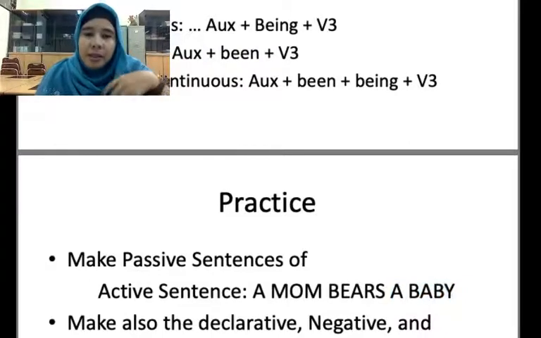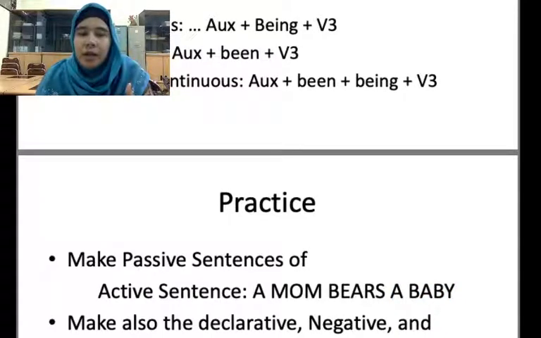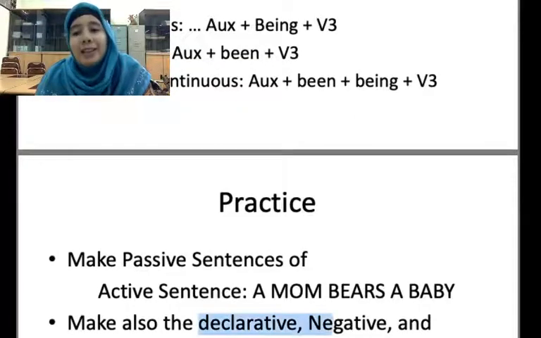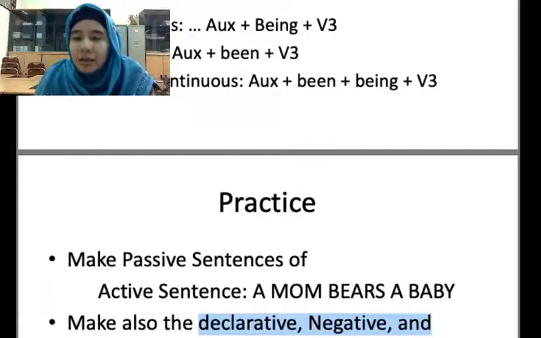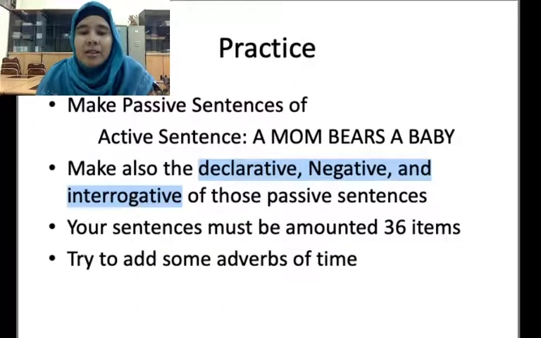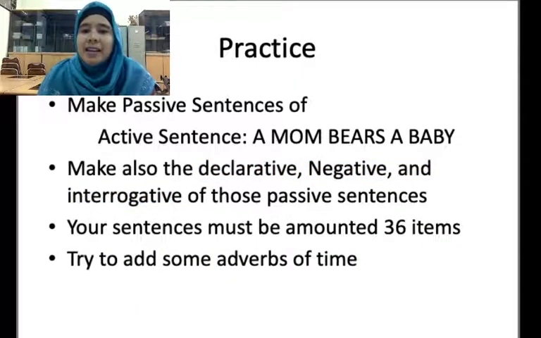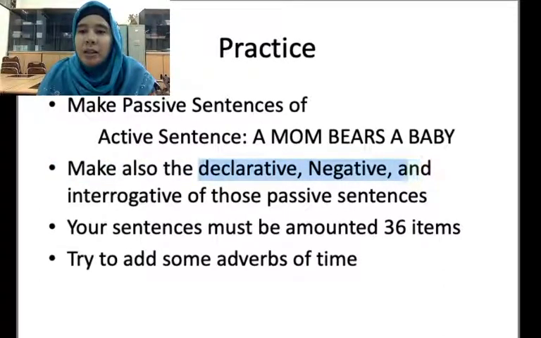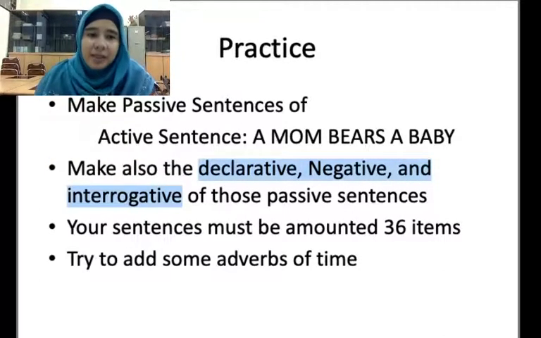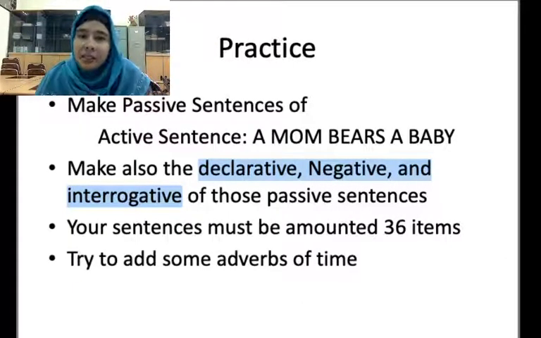Okay, and then besides making 12 sentences, you need to also break them down into declarative, negative, and also interrogative. Sorry, it is not seen. Okay, done. Right. After making the 12 tenses of passive voice, you need to also break them down into positive, negative, and interrogative sentences. So all of them will be 36 items.